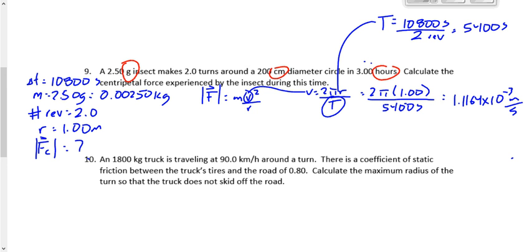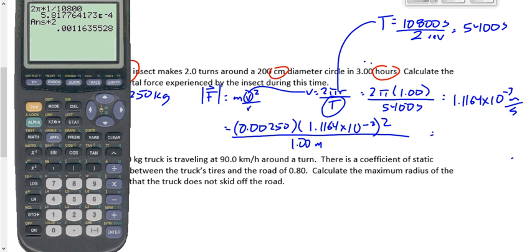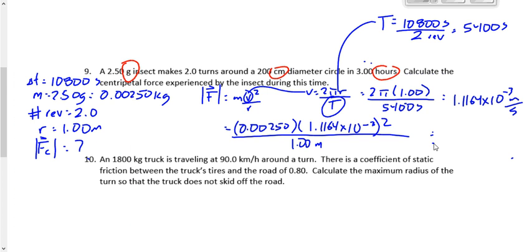And now I'm going to say 0.0025 times v squared. I like it when r is 1 meter. Why? I don't need to divide by 1 then, right? So let's take that number that we got for speed here, square that, and multiply it by 0.0025. Gives me 3.3 times 10 negative 9. Is that right? It should be 3.4 times 10 negative 9.